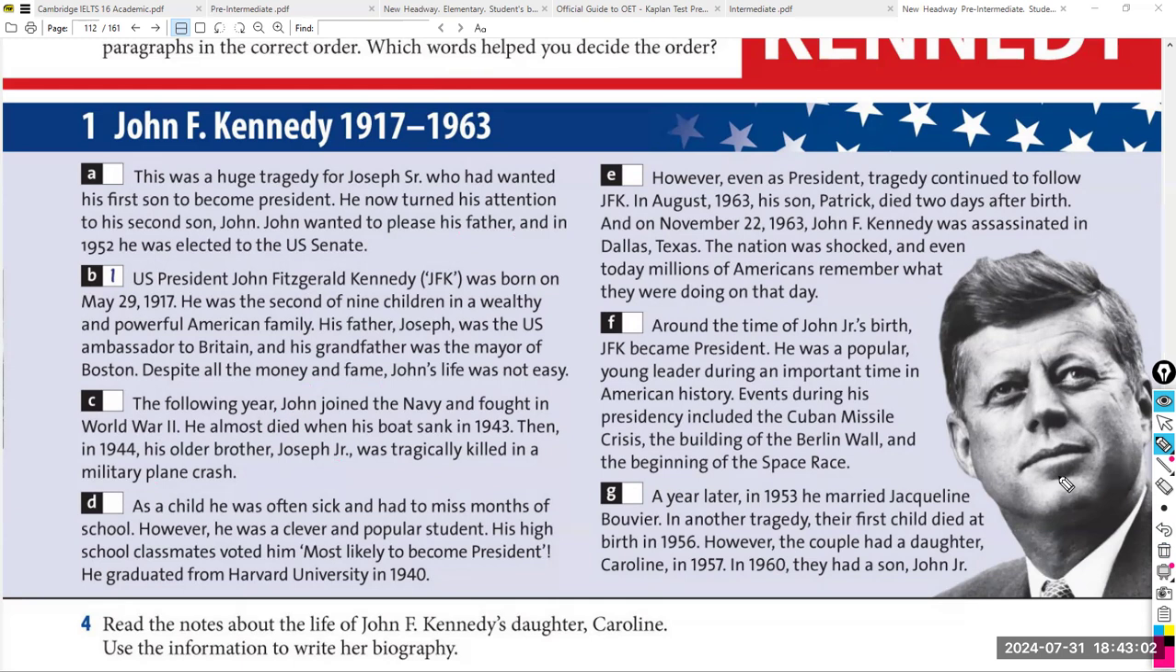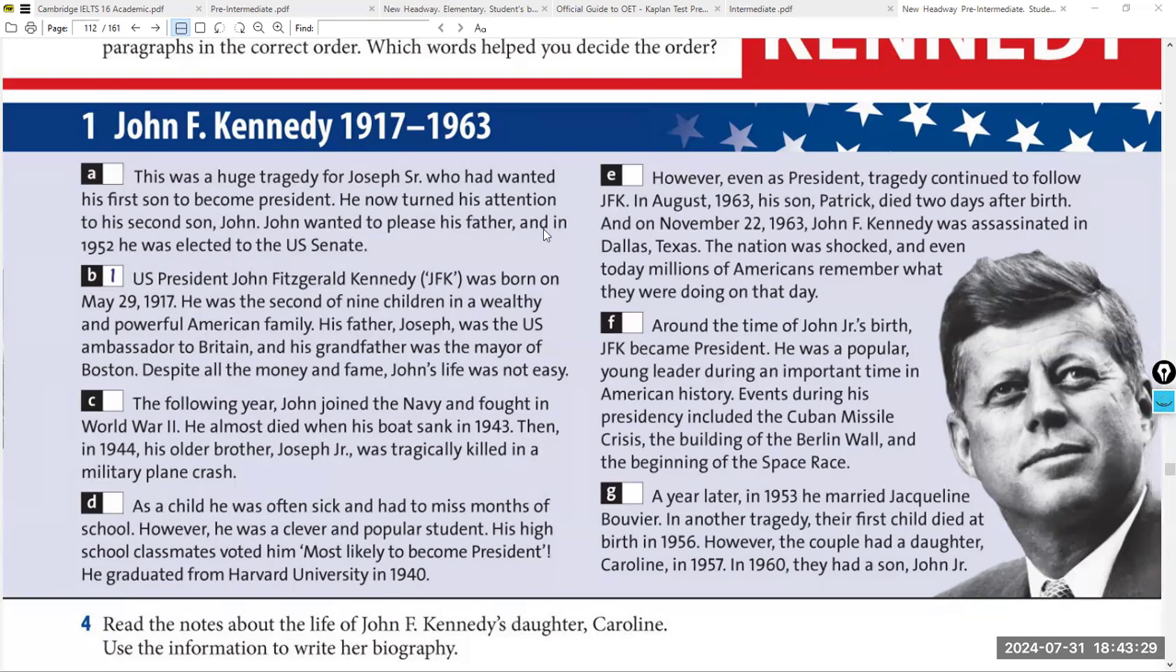As a child, he was often sick and had to miss months of school. However, he was a clever and popular student. His high school classmates voted him most likely to become a president. He graduated from Harvard University in 1940. That is amazing. Thank you so much.